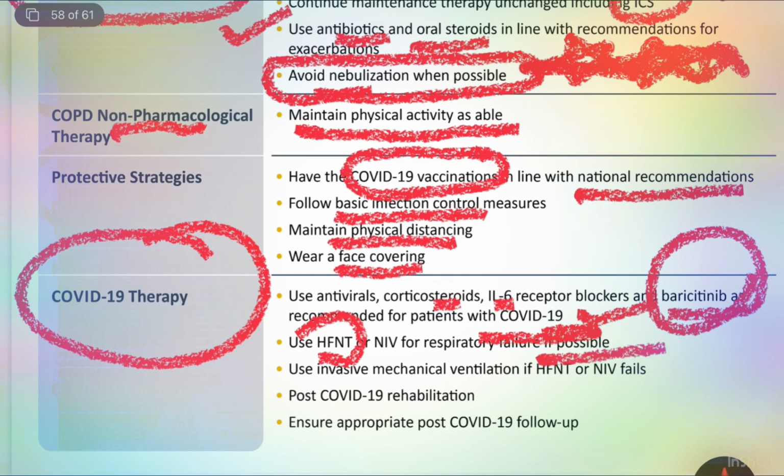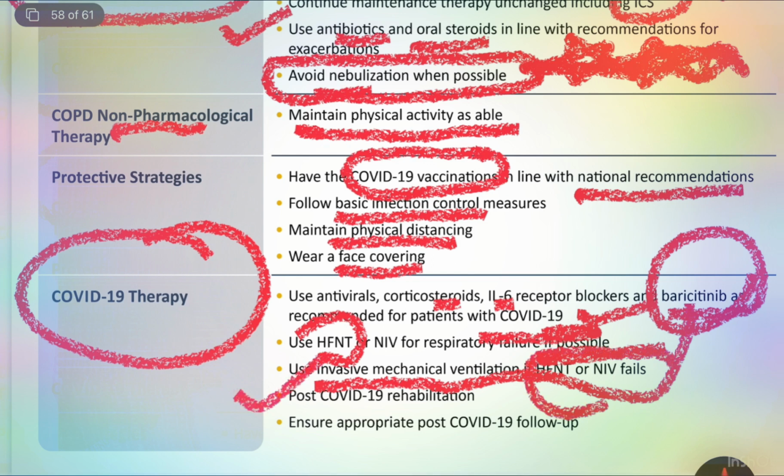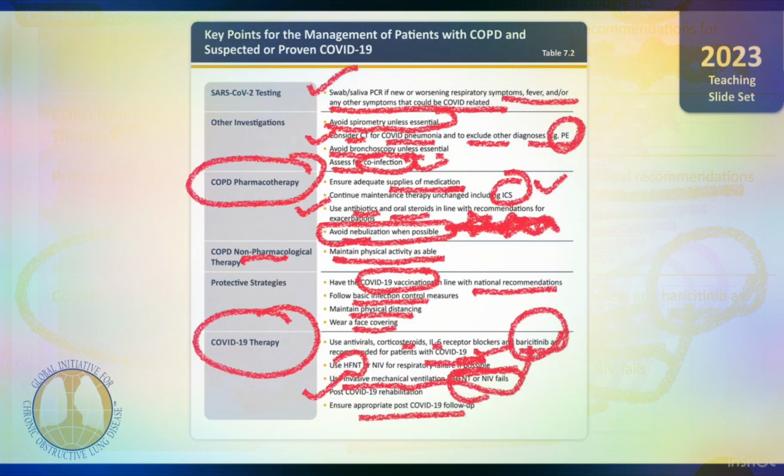Use high flow nasal therapy and NIV for respiratory failure if possible. Use invasive mechanical ventilation if these fail. Then they are telling about post COVID-19 rehabilitation we should do, and ensure appropriate post COVID-19 follow up.